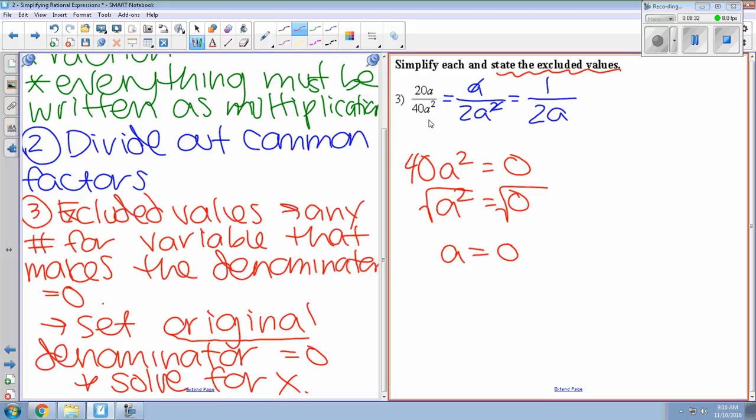So the way we write that, you will write your final simplified answer, you put a comma, you tell me that a cannot equal 0. So you put your equal sign with a line through it, because you're telling me this is what it cannot be, because then the denominator will be 0. And that's done.